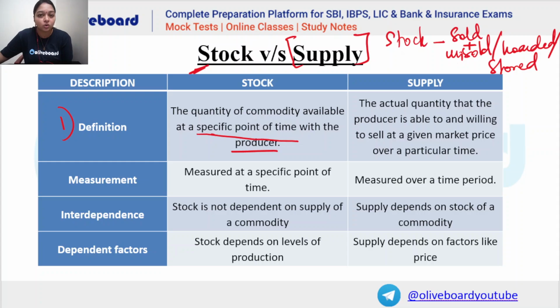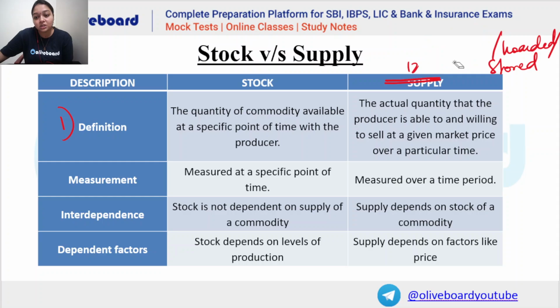So the overall quantity that the producer has with him regarding the commodity at some point of time, let us say on 16th December 2023, what is the stock that the company has at a specific point of time. We are not going to measure it as a flow concept, it's a specific point concept, right? It's not a flow, it's a static concept. That is, on 16th December 2023, the company held the stock of this much amount.